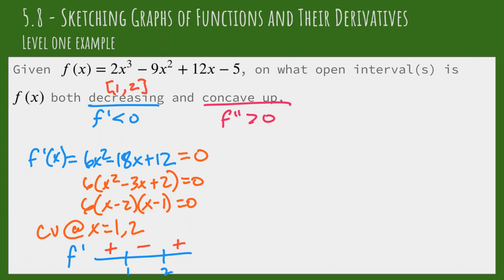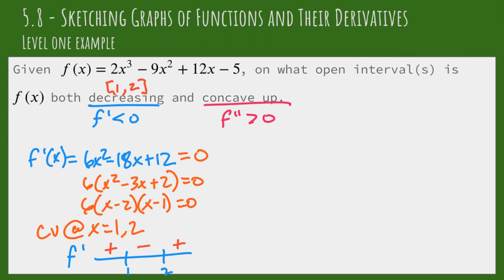Notice for decreasing and increasing, we do include the endpoints. In the end, we are going to just make it an open interval. We won't include the endpoints, but if the question was strictly increasing or decreasing, we should include those endpoints.